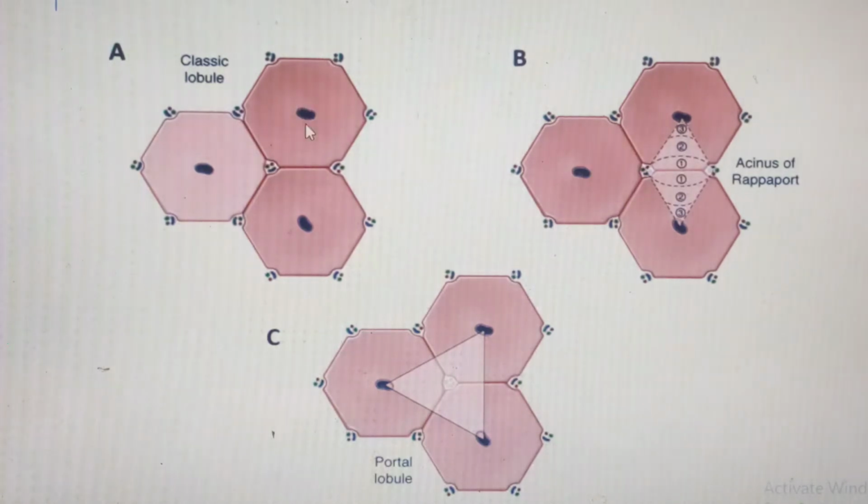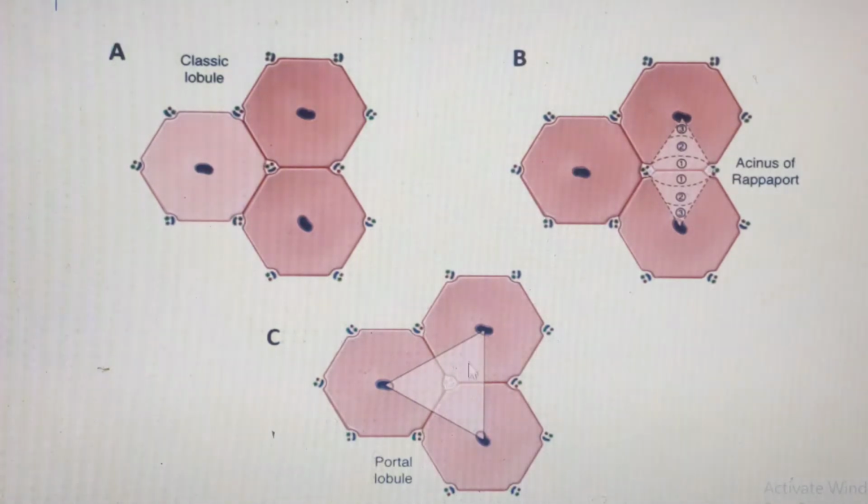Now, if I have, for instance, three classic hepatic lobules, and I take an imaginary line connecting the central veins that I have, then it means that at the center I'm going to have what we call the portal area. One of the portal areas will be captured in the center.